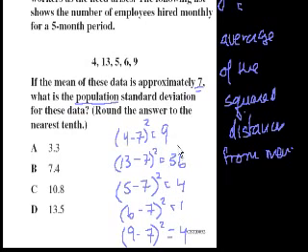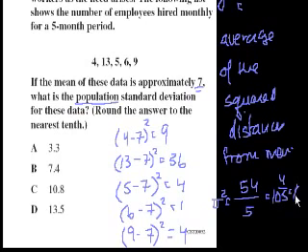It's going to be 9 plus 36 is 45, plus 4 is 49, plus 1 is 50, plus 4 is 54. So it's going to be 54 divided by 5. So the variance is equal to the average of the squared distances. And that's what? 10 and 4/5, which is equal to 10.8.